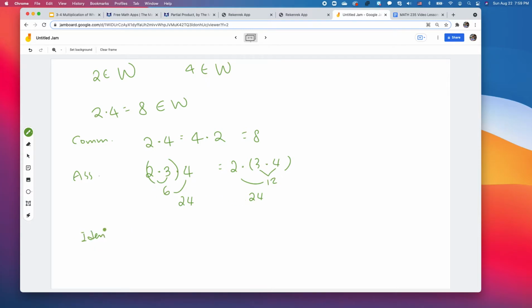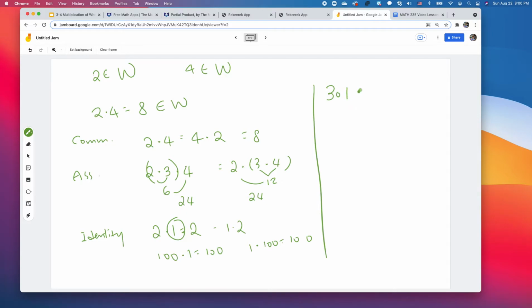Identity property, you give yourself identity. So 2 times 1 is 2, right? In addition, 0 makes the identity property, but in multiplication, you need to have times 1. That's the same as 1 times 2, like 100 times 1 is 100. 1 times 100 is 100. Things like that. You multiply by 1 and you get yourself. That's identity property. And 0 property. Whatever number you have times 0 makes 0, right? That's 0 property.